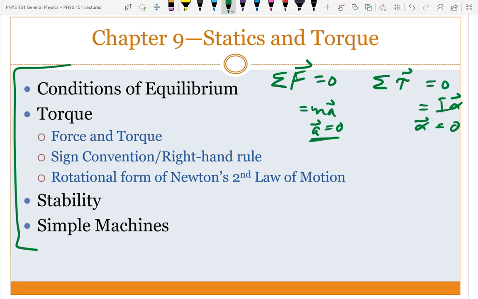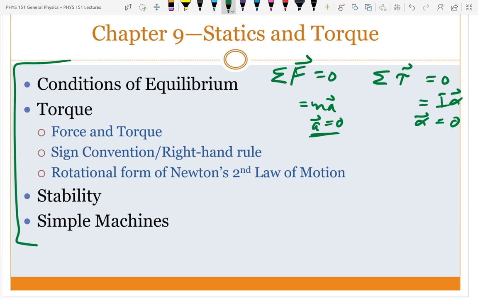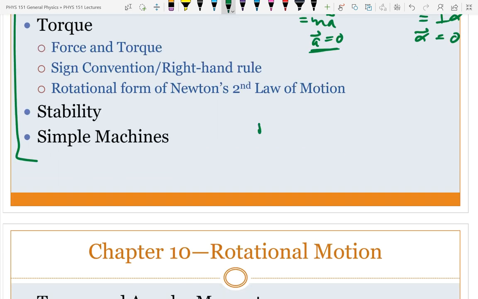And that torque has the equation r cross F. What does cross mean? It means you're multiplying the perpendicular parts. Now let's make sure we're clear.